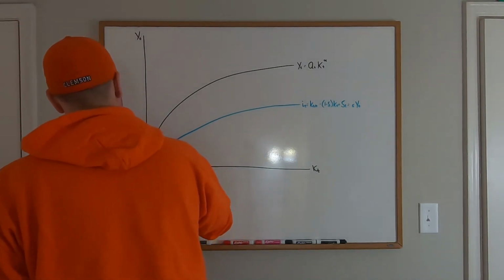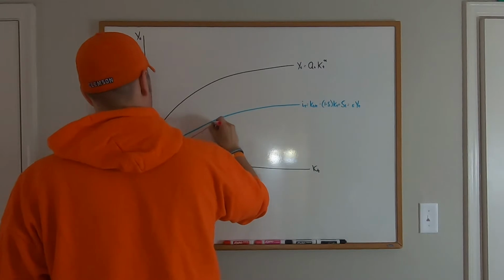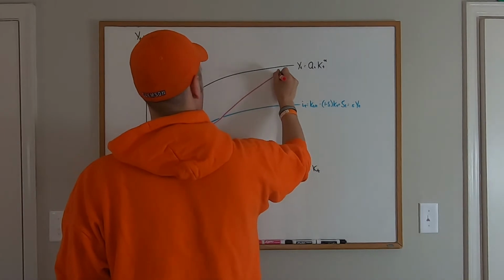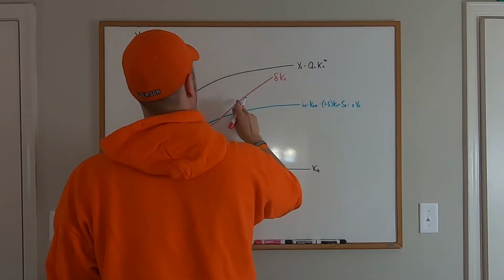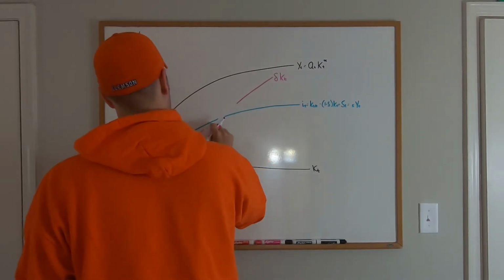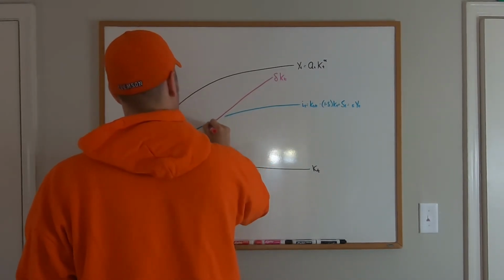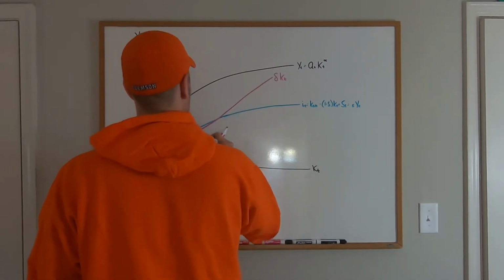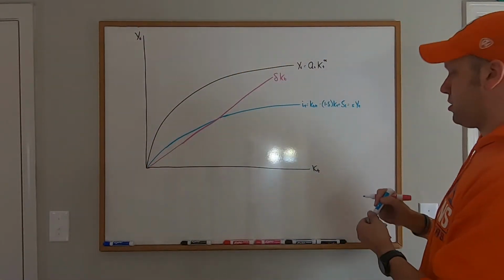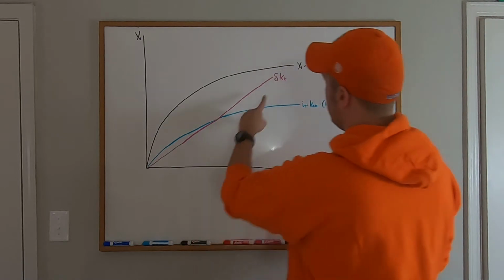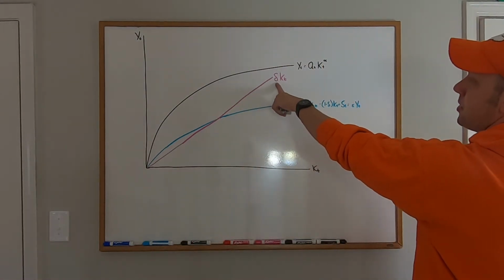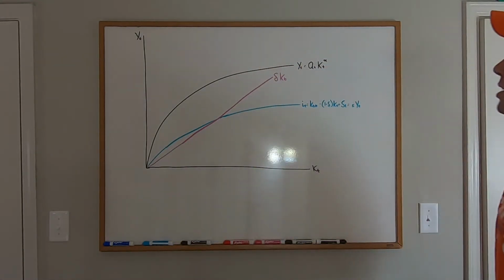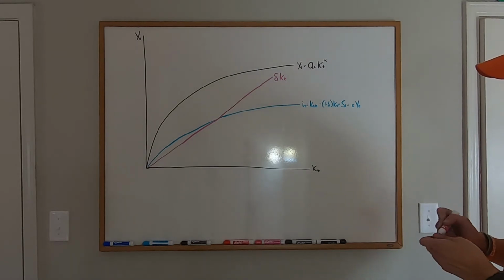And that is depreciation. It's supposed to be a straight line. So depreciation is a straight line, and the slope of the depreciation line is delta. So whatever the rate of depreciation is describes what the slope of the depreciation line is.